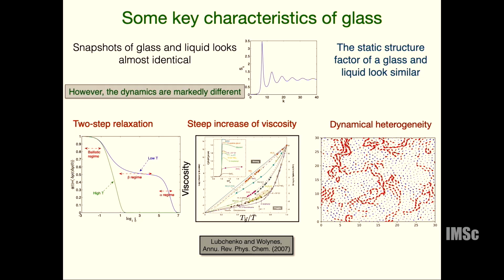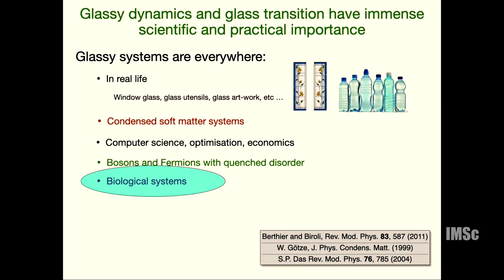Another typical characteristic of glassy systems is known as the dynamical heterogeneity, where fast-moving and slow-moving regions coexist in the same system at the same time. This is also a typical characteristic of the glassy system.